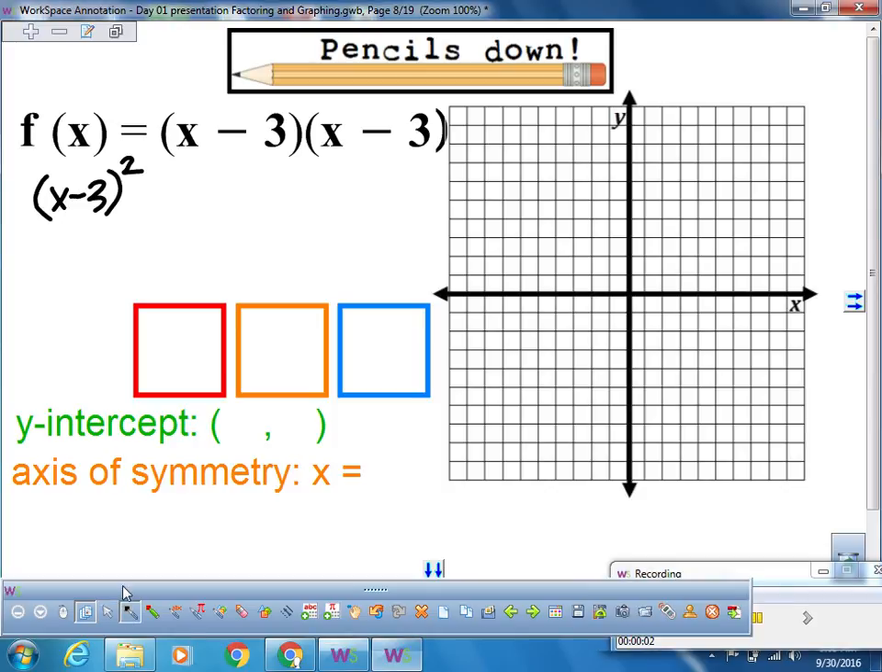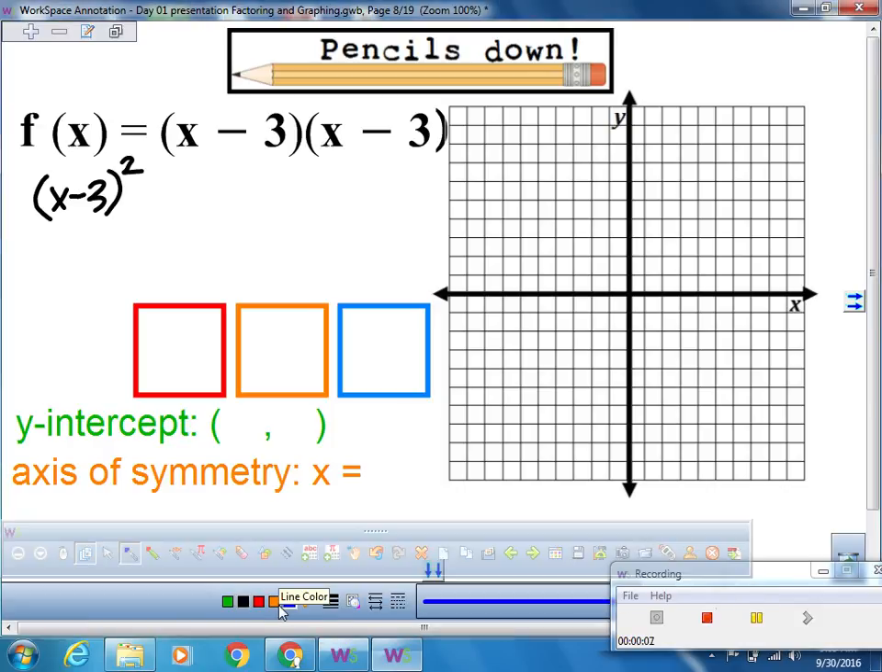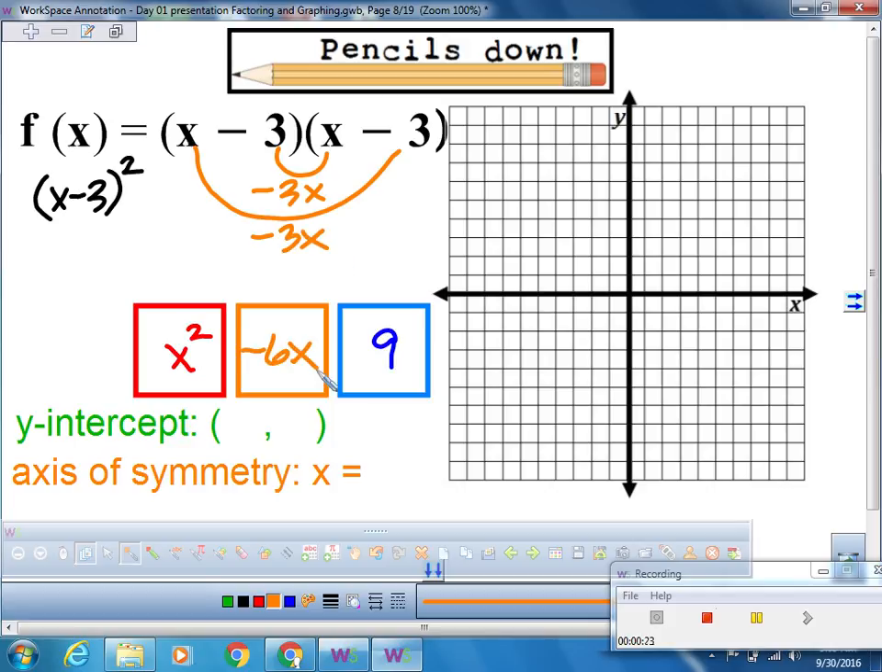All right, so let's do it my method. I've got x times x is x squared. Then I have negative 3 times negative 3 is positive 9. And then I have rainbows and checks. Negative 3x and negative 3x makes negative 6x.